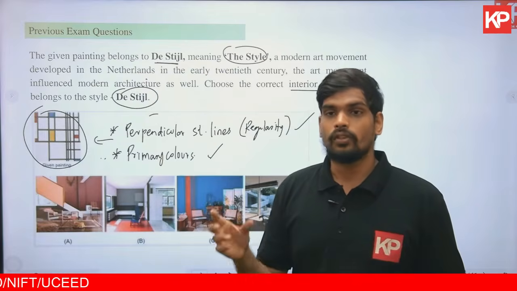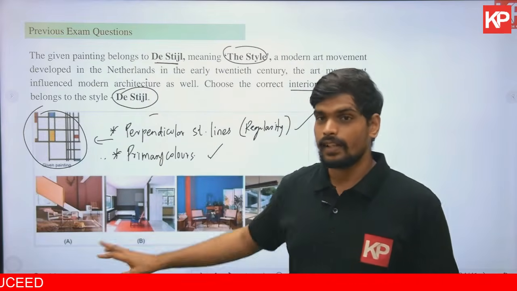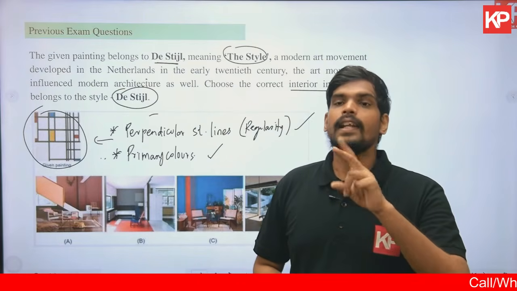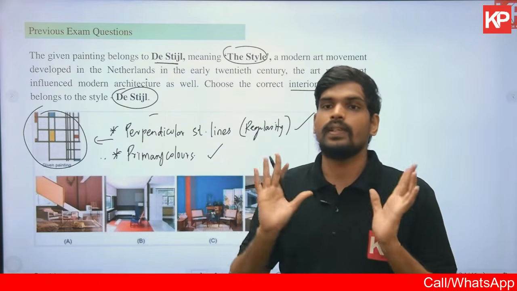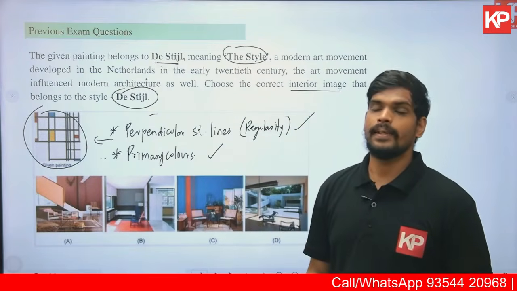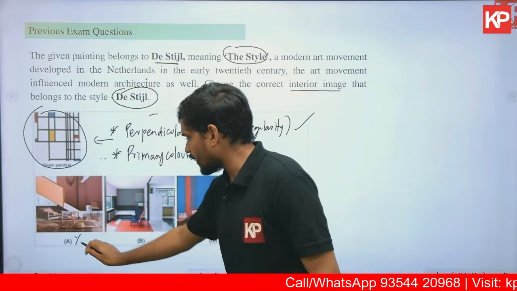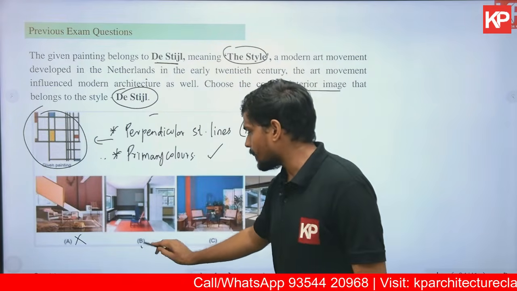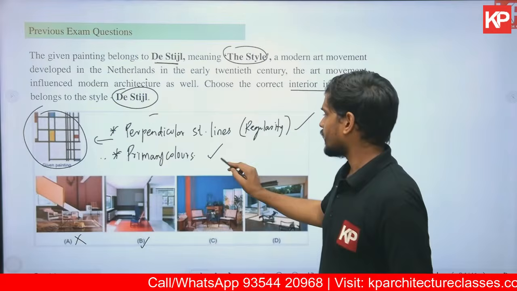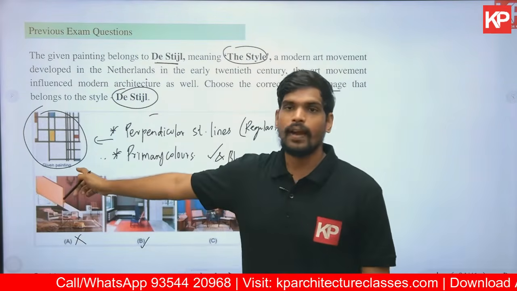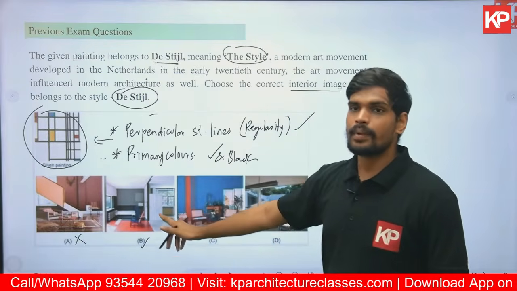Let us try to look into the options. Now the correct option figure will be a figure which will have primary colors and a figure which will have regularity with vertical and horizontal grid lines. So let us look into the first option. Do you have primary colors in that? Absolutely no. You can directly eliminate option number A. Option B, yes, it has primary colors and black. Primary colors and also black. Right? Even here you have primary colors and black lines.